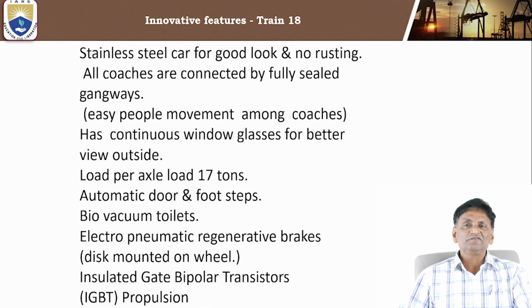And the next innovative feature he has done is regenerative braking. So it saves power. Whenever the train brakes are applied, the motors will act like generators and pump the power back to the grid. So a lot of power is saved on the brake. No wastage of power during braking. So he has used bipolar transistors, IGBT type insulated gate transistors. There is one more innovative feature.